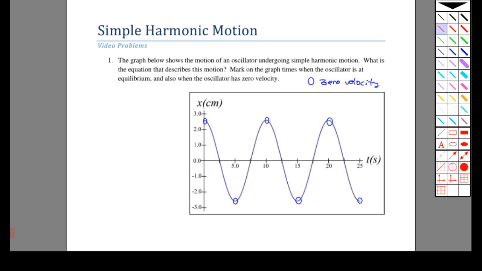and we'll make red circles for when it's in equilibrium. So equilibrium is when the position is at its rest position. If it wasn't moving, where would this thing be? And well, that's right here. It's whenever the graph intersects the horizontal axis. So our red circles are equilibrium.